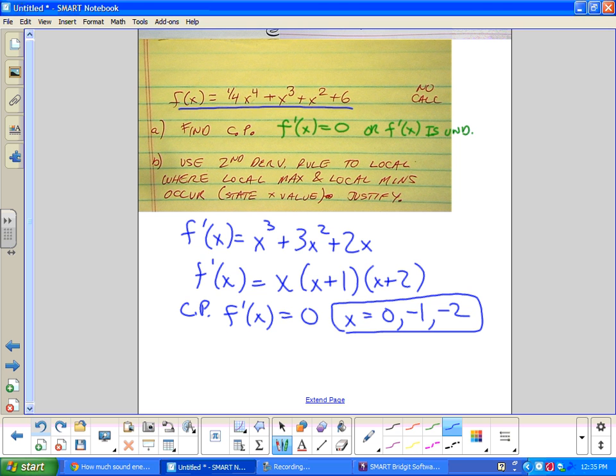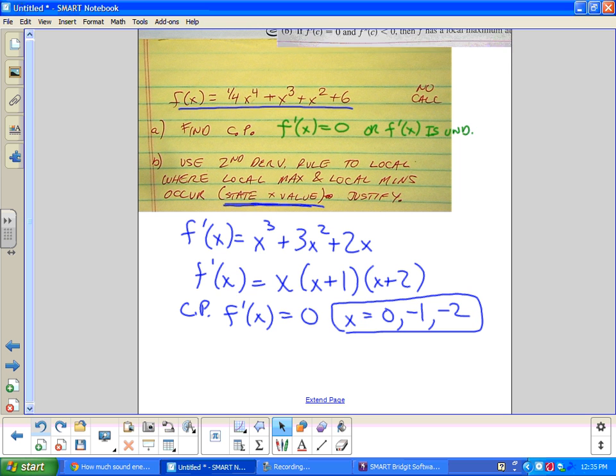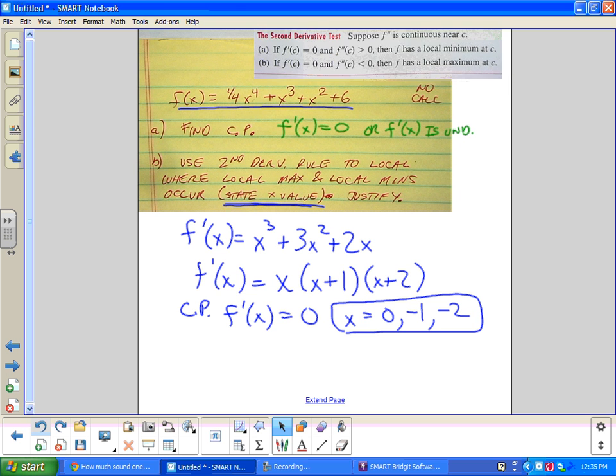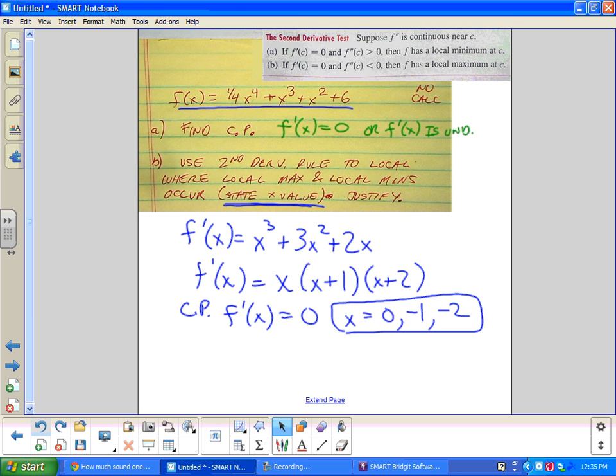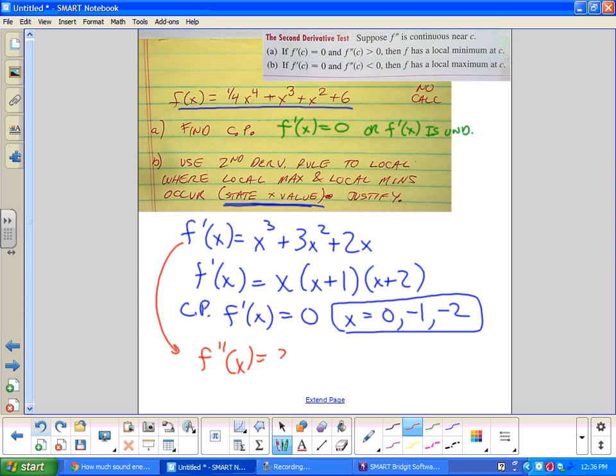And I said don't state maxes and mins, just state the x value of where they occur and justify your answer. Well, what we need to remember is the second derivative rule, or second derivative test, and it's that f prime prime is continuous. So we better get the second derivative. I'll take a derivative here. That's 3x squared plus 6x plus 2. It's continuous because it's a polynomial. There's no problem there, it's continuous for all of the domain.